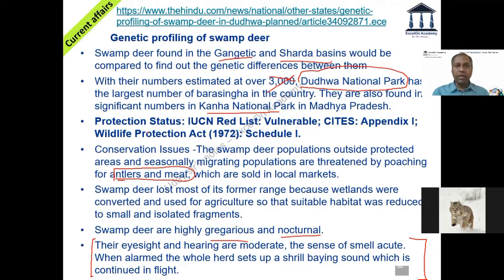So what are they doing? They are doing genetic profiling. You can look at more details in this article in The Hindu newspaper. Genetic profiling is done primarily to assess how diverse the genetic diversity is. That gives you an indication that if there is any threat due to an outbreak of diseases, how good a chance these swamp deer have in terms of survival. So that's why we do genetic profiling.